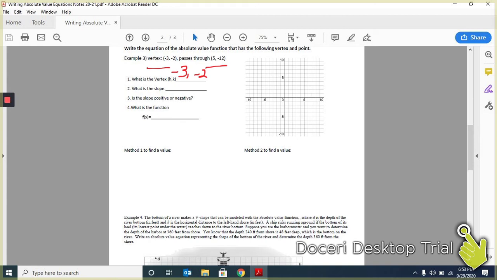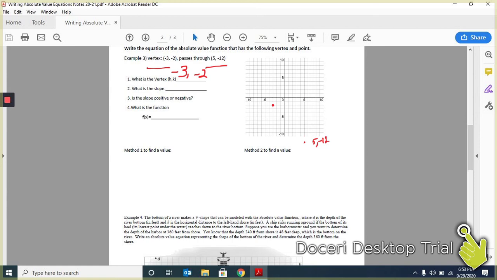What is the slope? So here's the thing. You're going to want to plot your points. 1, 2, 3, 1, 2. There's -3, -2. And then the other one is 5, -12, which goes off the graph. 10, 11, it's about right here. Okay. So that's going to be 5, -12.